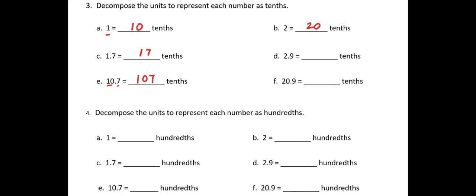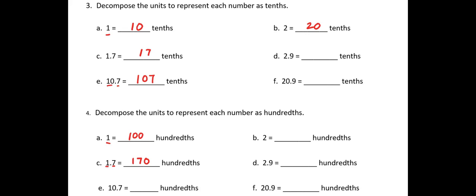Down below, I'm going to break the numbers into hundredths. It takes 100 hundredths to make 1 whole. Therefore, it would take 100 hundredths to make 1 whole for part C, and then 70 hundredths to make 7 tenths. That means I need 170 hundredths to make 1 and 7 tenths.